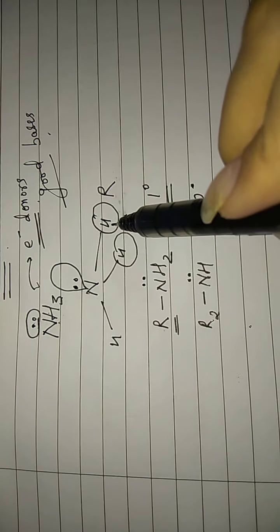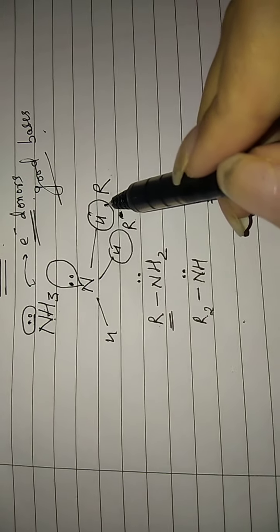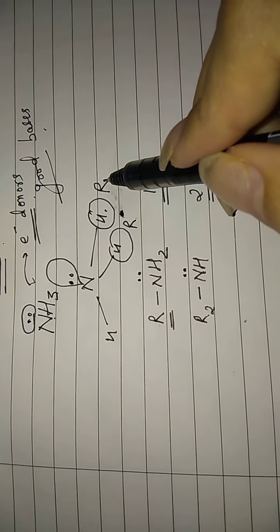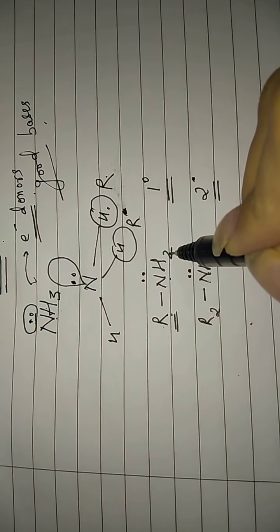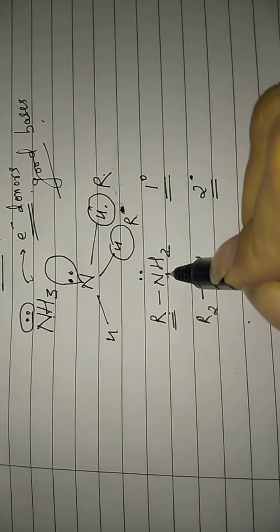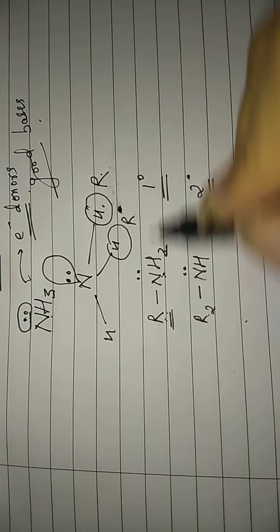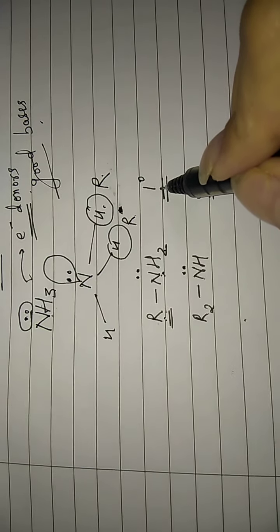Now, how are they referred to as the derivatives of ammonia? If this is the ammonia molecule, first of all, I replace one hydrogen atom with an R group. What do I get? RNH2, right? In this, my nitrogen atom is directly attached to only one carbon atom. So I refer to this as the primary amine.